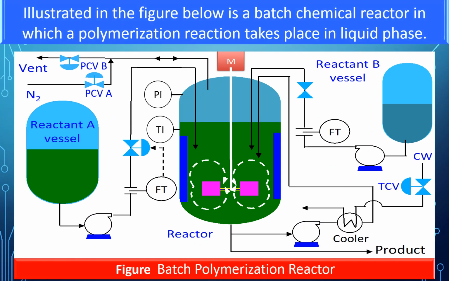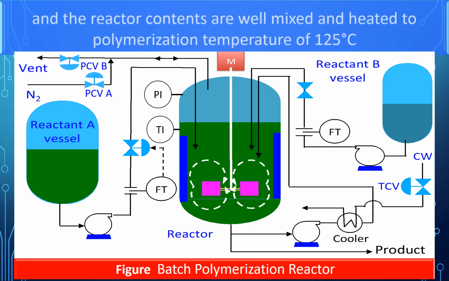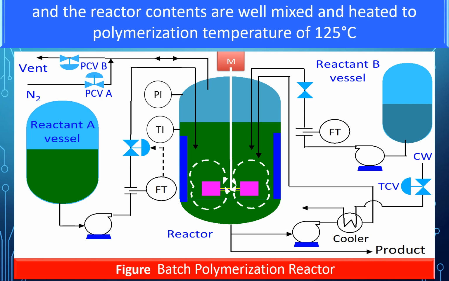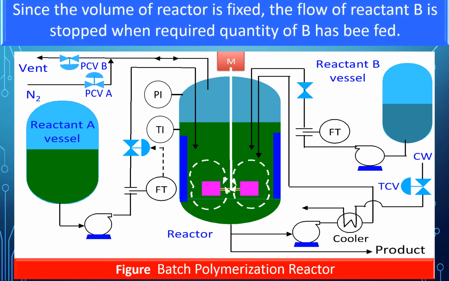Illustrated in this figure is a chemical batch reactor in which a polymerization reaction takes place in liquid phase. Initially, a fixed quantity of reactant A, called starter, along with the liquid catalyst is added to the reactor, and the reactor contents are well mixed and heated to polymerization temperature of 125 degrees centigrade. When the required temperature is reached, the reactant B is added continuously. Since the volume of the reactor is fixed, the flow of the reactant B is stopped when the required quantity of B has been fed.